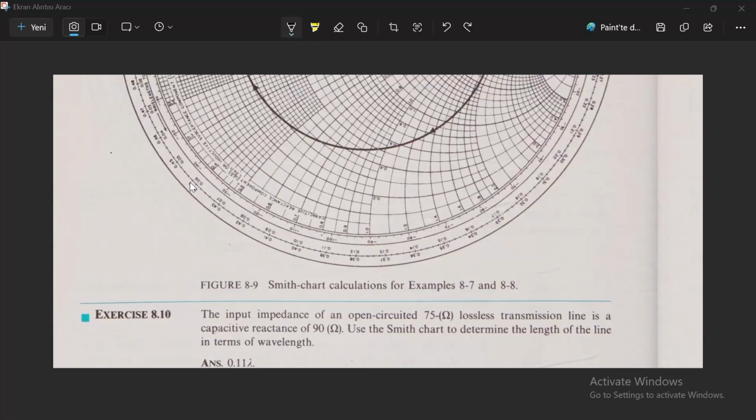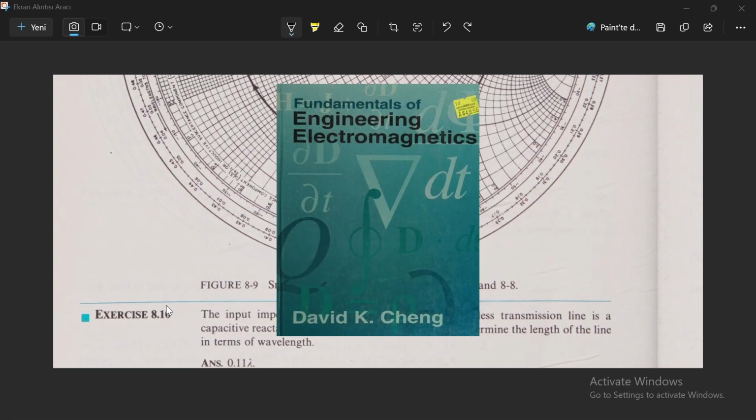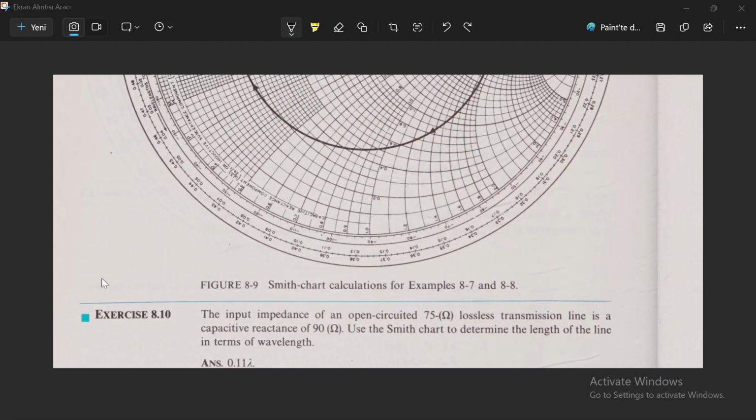What's going on, guys? We have a simple exercise 8.10, taken from the book Fundamentals of Engineering Electromagnetics. That is the name of the book, and the author is David K. Cheng, if you want to find the book. This is chapter 8, transmission lines, exercise 8.10. We are going to solve this problem by using the Smith chart.